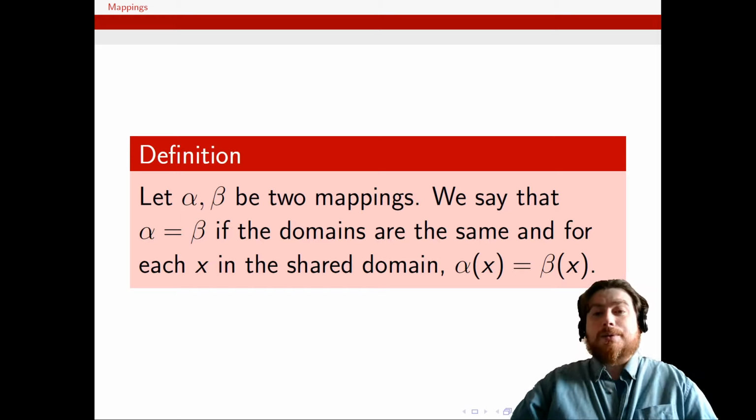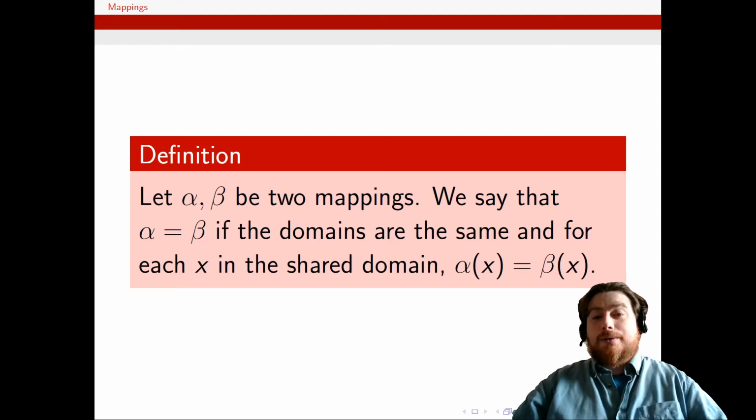Now, what I want to talk about next is when are two mappings the same, so that we have a formal definition of what a mapping is. We have to know, okay, well, when are two things the same? And so what I'm going to say is that two mappings are the same if they have the same domain, and for everything in the domain, alpha of x is equal to beta of x.